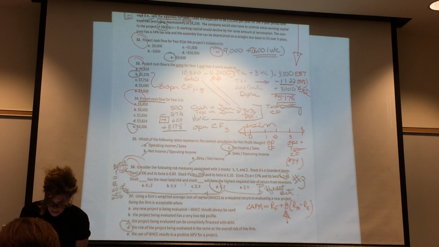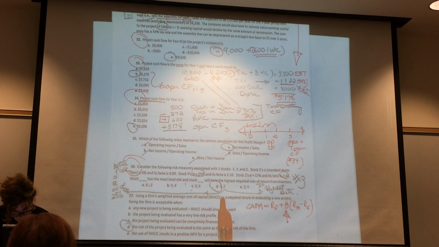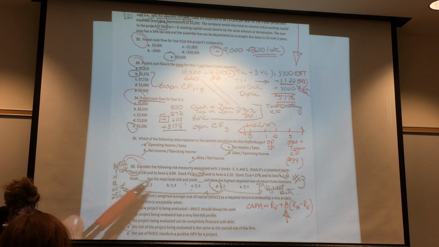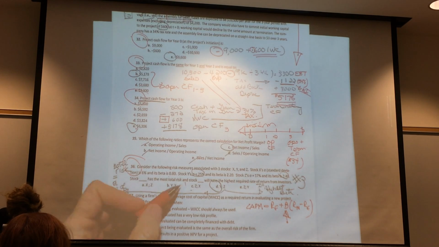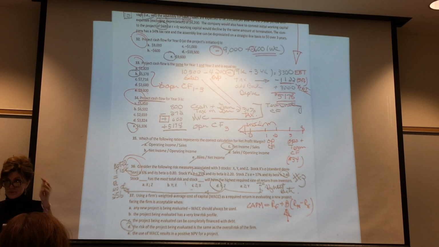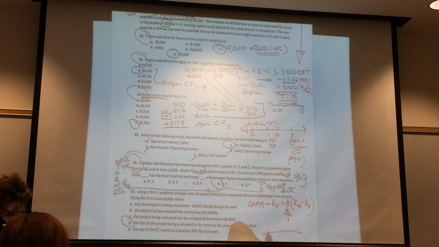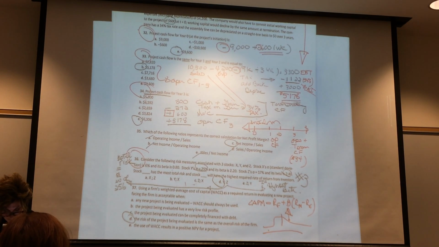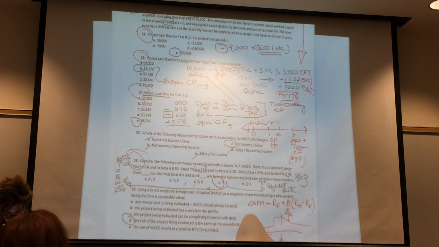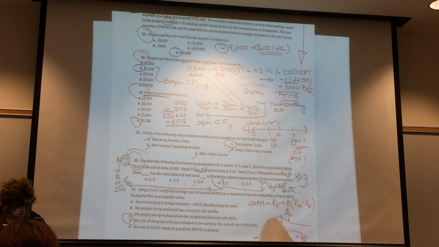Okay, anyway, so what stock has the most total risk? That would be Y. Why? Because it has the highest standard deviation, right? Remember that from your statistics? If you've got your bell curve, that means you could have minus 25% versus what your required rate of return is, or plus 25%.